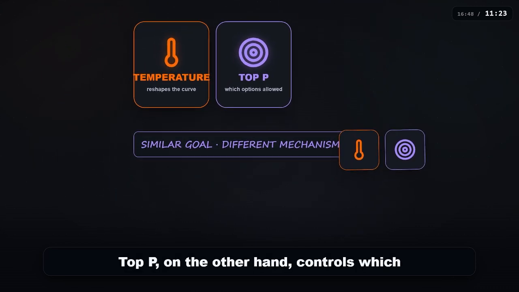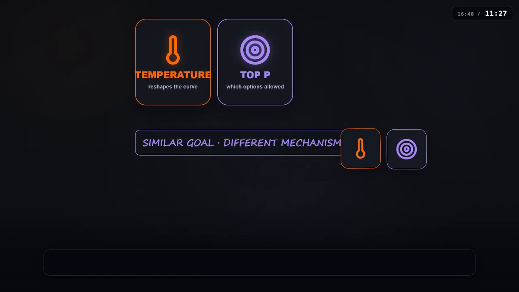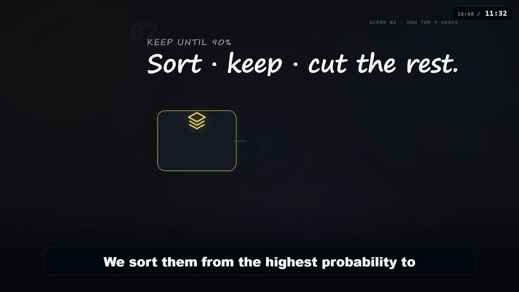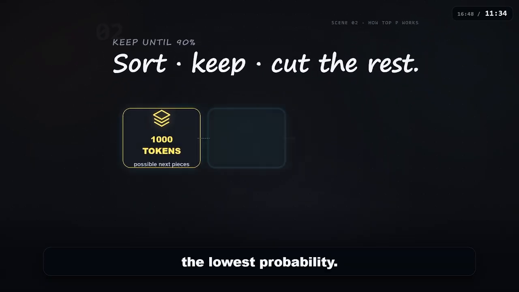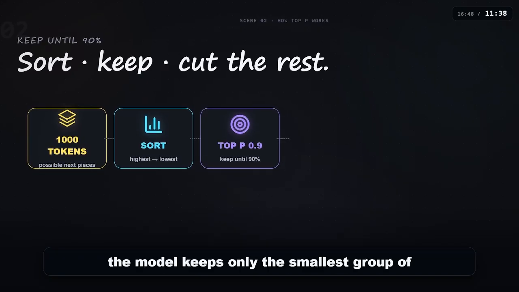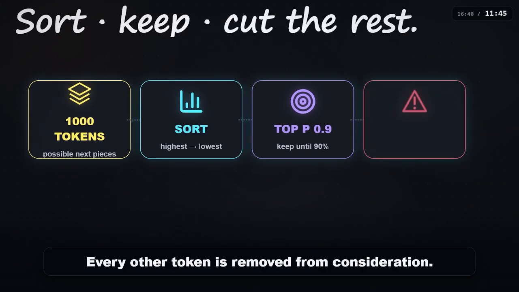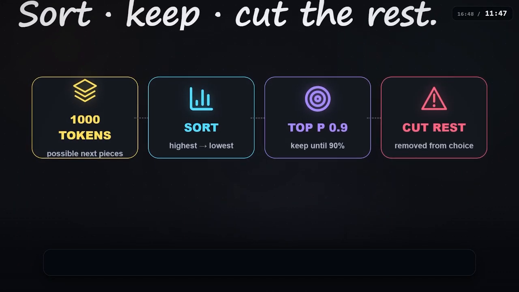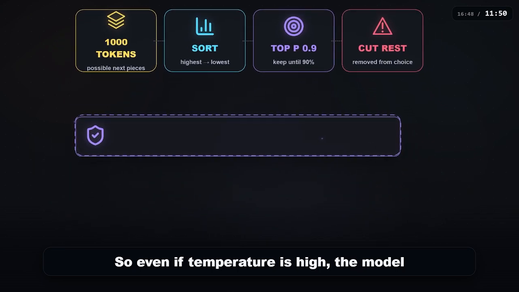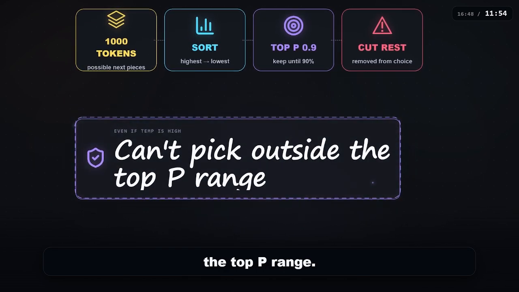Top P, on the other hand, controls which options the model is even allowed to choose from. Imagine the model has 1,000 possible next tokens. We sort them from the highest probability to the lowest probability. If top P is set to 0.9, the model keeps only the smallest group of tokens whose probabilities add up to 90%. Every other token is removed from consideration. So even if temperature is high, the model still cannot choose a token that falls outside the top P range.